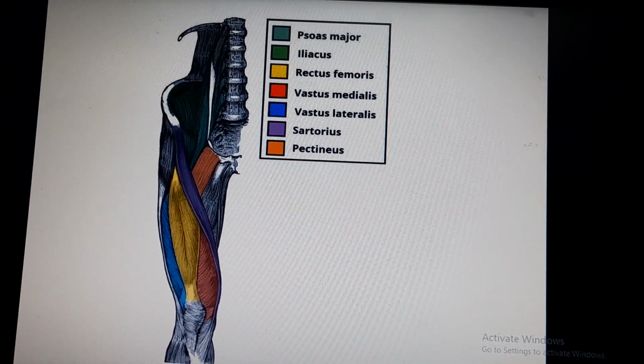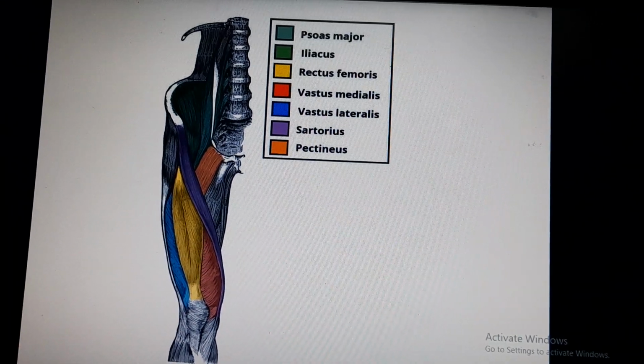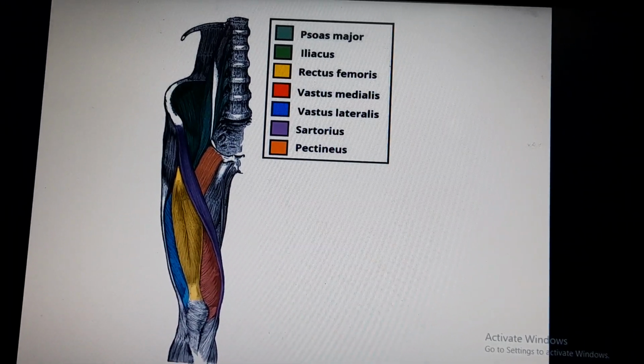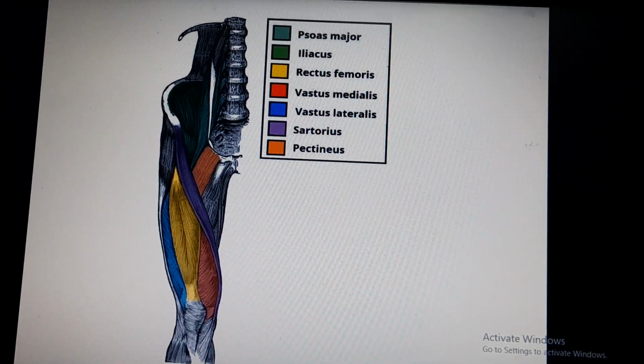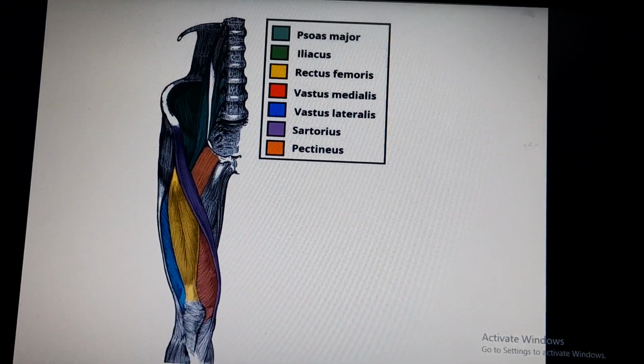So we will discuss muscles one by one. The thigh is basically divided into three compartments: anterior compartment, medial compartment, and posterior compartment. Today we have to discuss its anterior compartment.